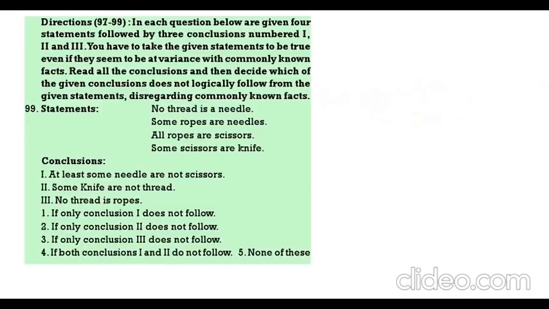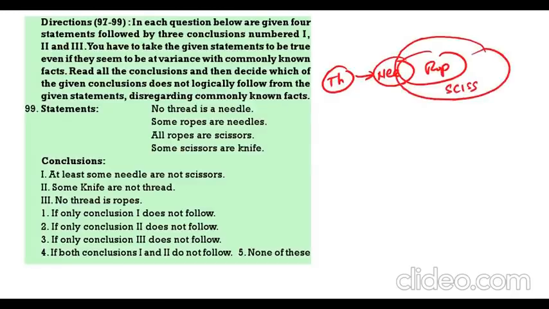99. No thread is a needle. Some ropes are needle. All ropes are scissors. Some scissors are knife. Now, at least some needles are not scissors. So here first one does not follow. Some knives are not thread. This is knife, this is thread. There is no relation. Second one does not follow. No thread is rope, that also does not follow. So all three do not follow, so it is none of these.